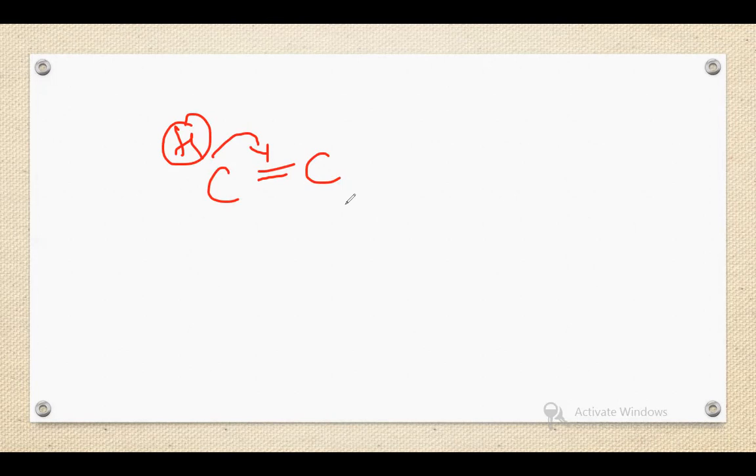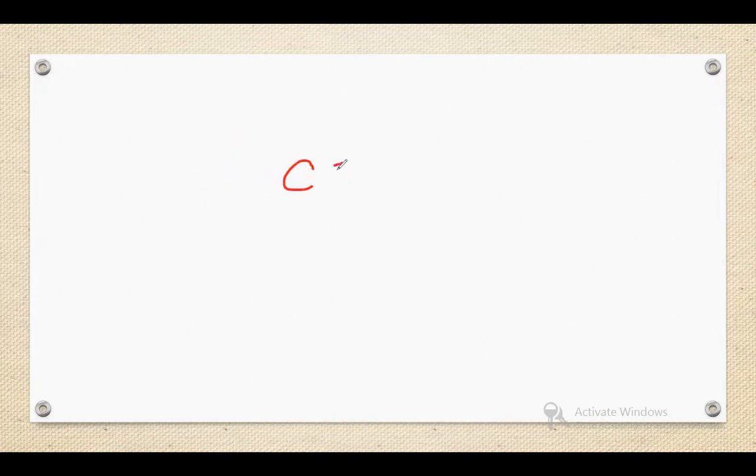When a large number of methyl groups are linked to a carbon-carbon double bond, in hyperconjugation the stability order is tertiary greater than secondary greater than primary. If a larger number of methyl groups are linked to the double bond, there are more hyperconjugative structures.